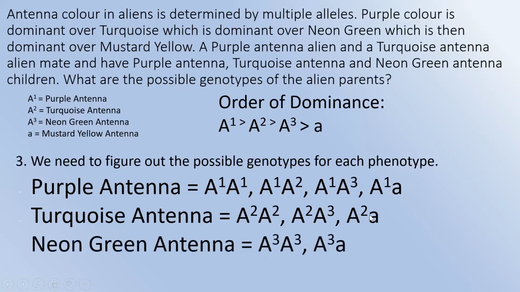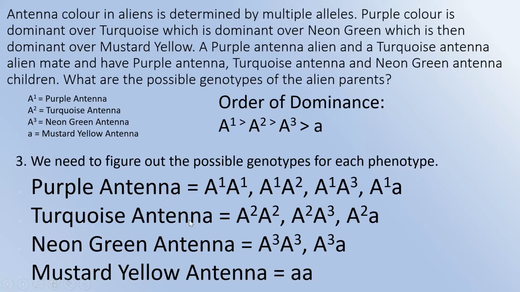Then, neon green can only work with itself or the recessive, since again, these two are more dominant, so if we see it crossed with a turquoise or purple, then turquoise or purple will show. Then lastly, the mustard yellow antenna can only work in the homozygous recessive condition. You can see we kind of built a pyramid going down here, where the more dominant it is, the more potential genotypes you have.